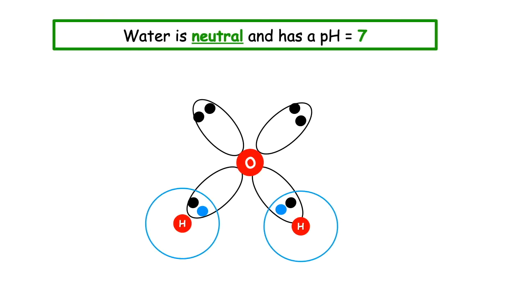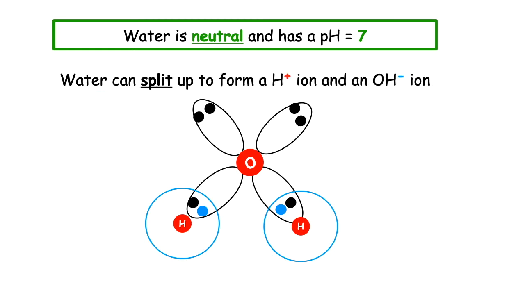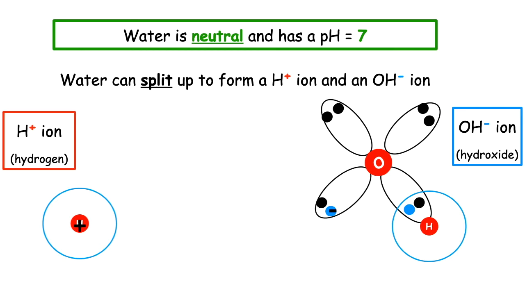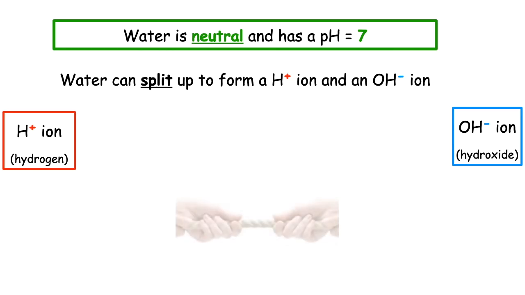Water is neutral and has a pH equal to 7. What we can see is the covalent sharing diagram of a water molecule. A water molecule can split up to form a H+ ion and an OH- ion. We call the H+ ion the hydrogen ion and the OH- ion the hydroxide ion.